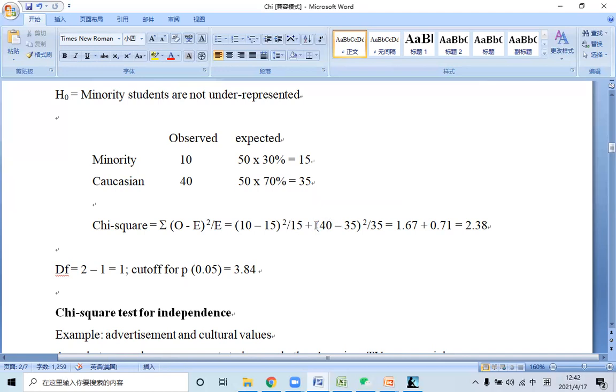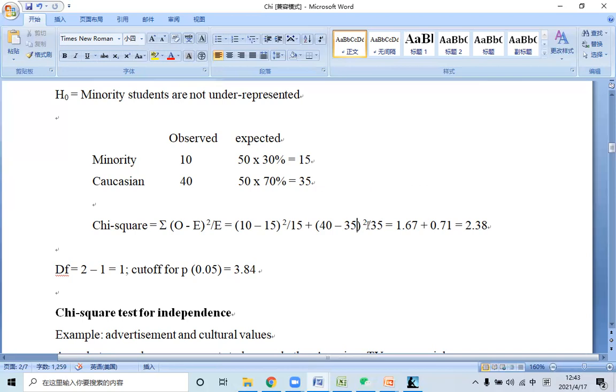And you do the same thing for the Caucasian students. Observed value is 40. You observe 40 people in your sample of 50. These people are white. What are you expecting? You are expecting 35. You are expecting 35 students out of a sample of 50 who are white.